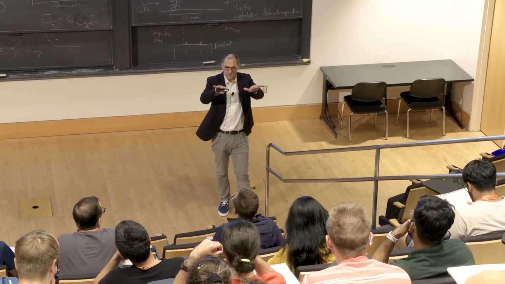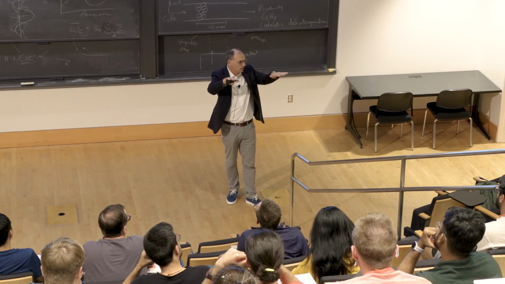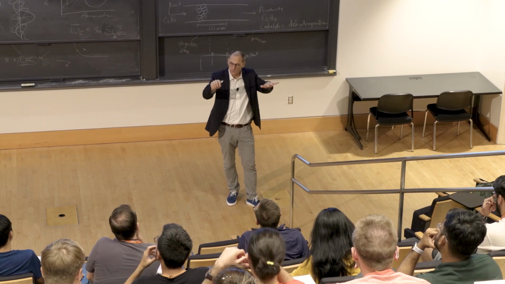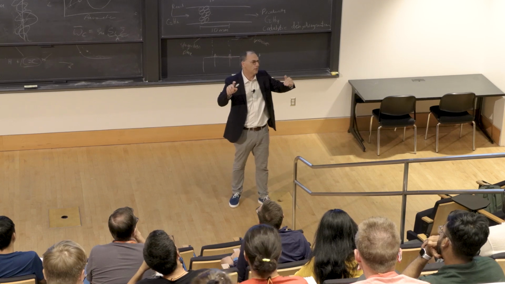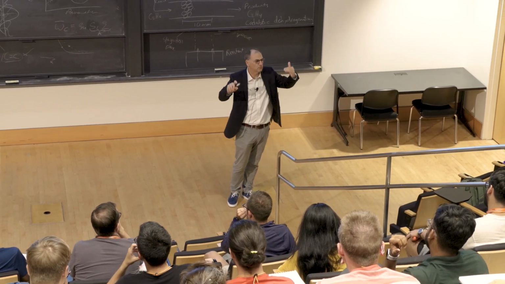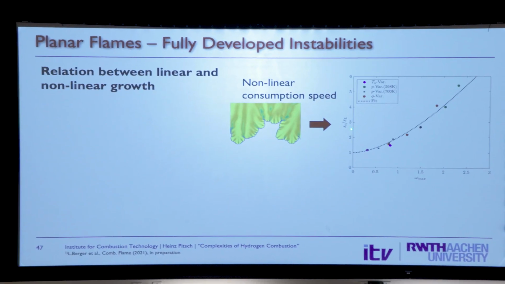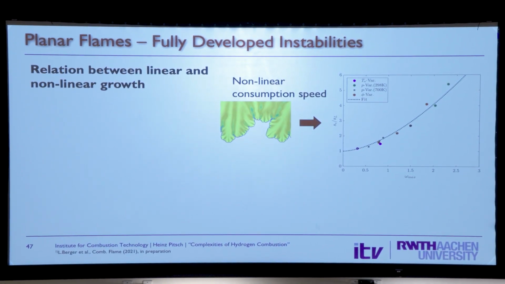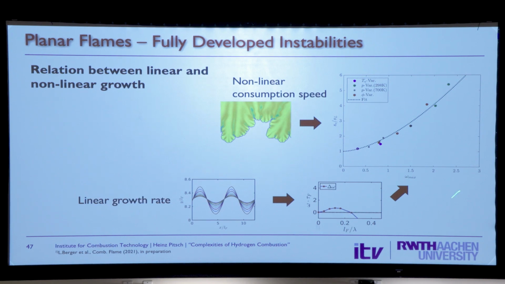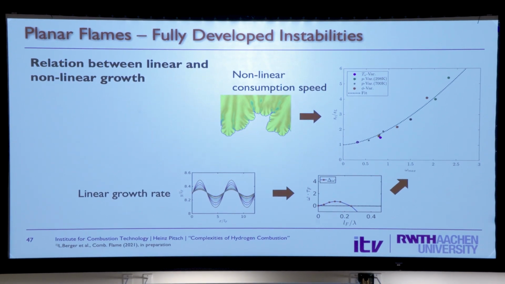Now, we did these simulations for many different temperature, pressure, and equivalence ratio combinations. So in the linear regime, for each condition, I get a certain growth rate. And in the nonlinear regime, we evaluated the consumption speed. Now, for each condition, I can plot the consumption speed I got in the nonlinear regime over the growth rate I got in the linear regime. And the question is, are they correlated or not? And you see you get a perfect correlation.